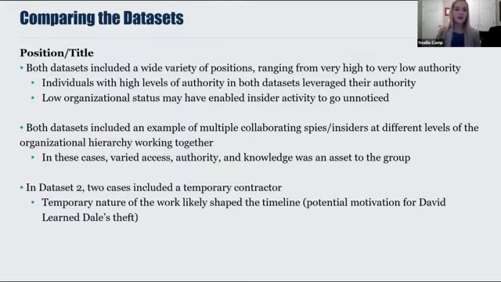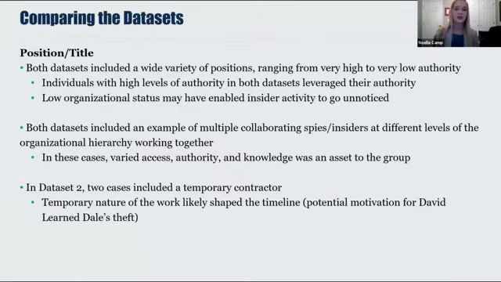But we also found that in the cases where individuals had a low organizational status, that low organizational status may actually have enabled their activity to go unnoticed because other folks in the facility didn't think it was possible that with their low status, they would be able to commit a malicious act.